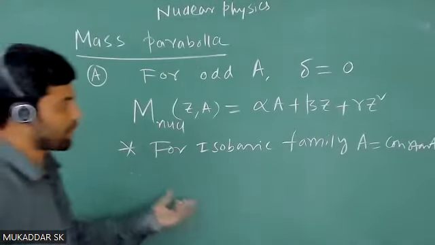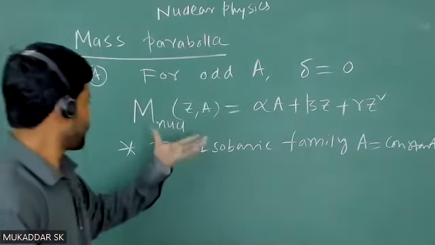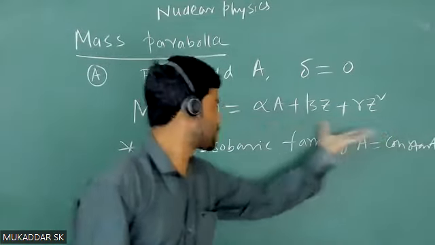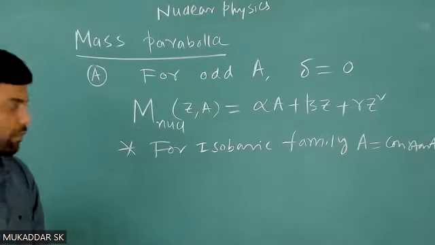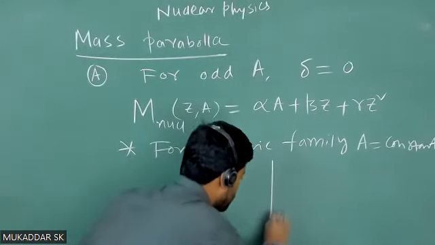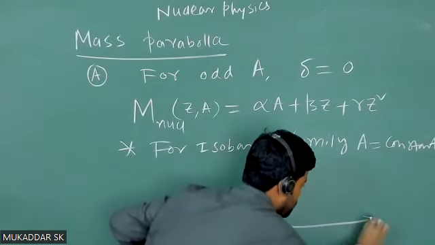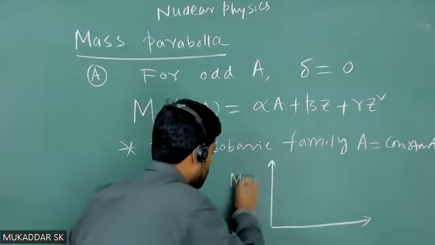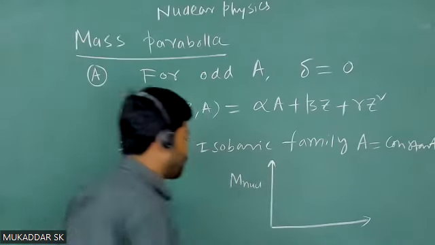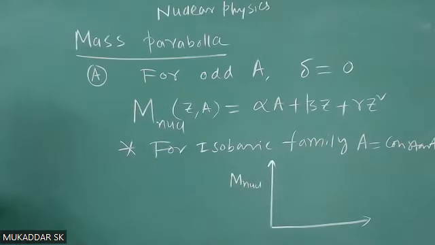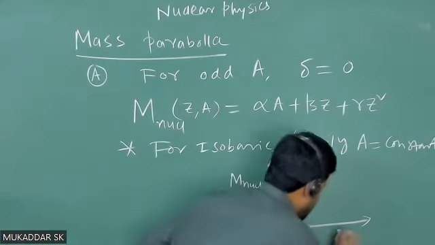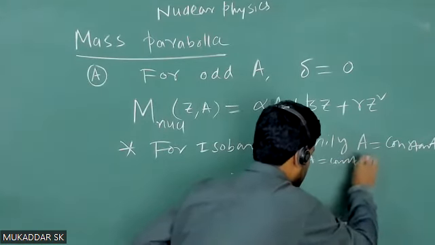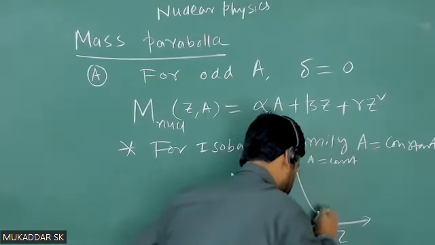So for a given isobaric family, A is constant, then mass of a nucleus depends upon atomic number. So this is the equation of parabola. That's why it is called mass parabola. So mass of a nucleus for a given isobaric family will be a function of atomic number when A is constant, and it will trace a parabola.